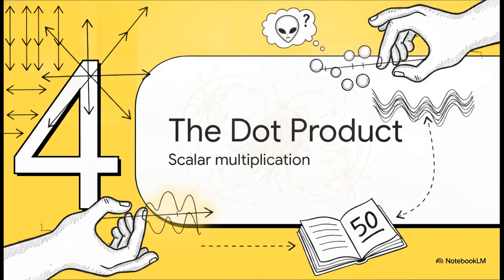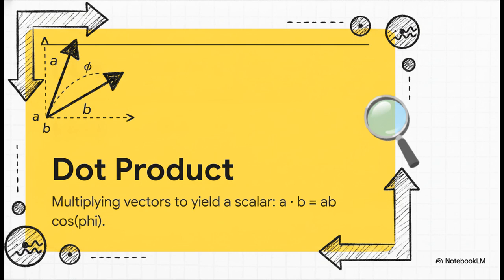Moving right along to section 4, multiplying the dot product. Let's skip over to page 50 where things start to get a bit weird. In normal arithmetic, multiplication is pretty straightforward, right? But with vectors, there are entirely different ways to multiply based on what physical reality you're actually trying to describe.